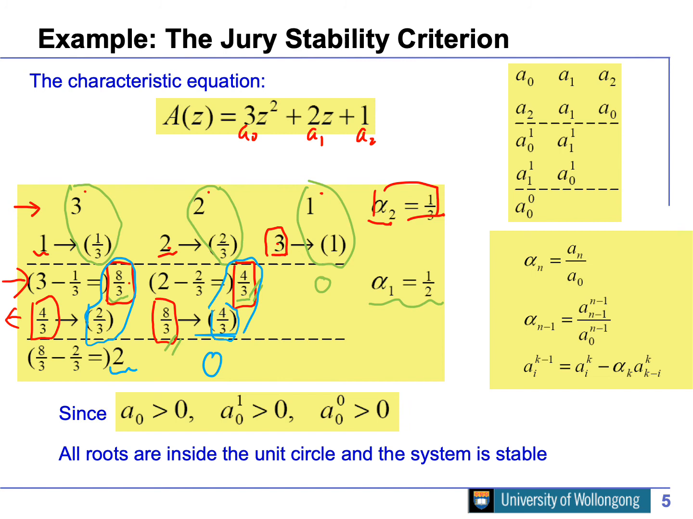Now we check all the A0s: A0, A1, and so on, all these first numbers. This is the first one, check. Second one, check. Third one, check. All of these numbers are positive, which means the roots are inside the unit circle and the system is stable.